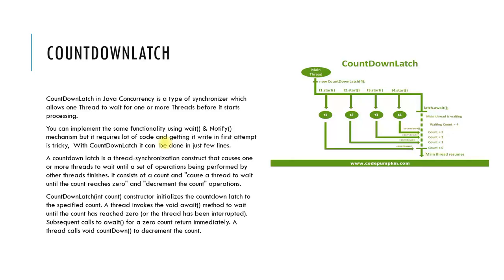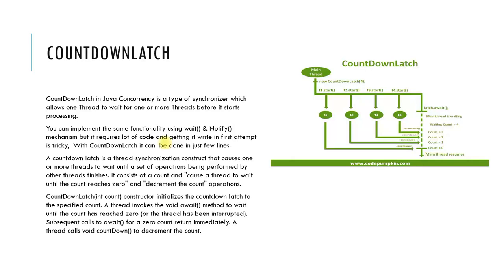In this case, you can implement the same functionality using the wait and notify mechanism, but it requires a lot of code and getting it right in the first attempt is tricky. With CountDownLatch, it can be done in just a few lines. So CountDownLatch is the same as other synchronizers, a thread synchronization construct.